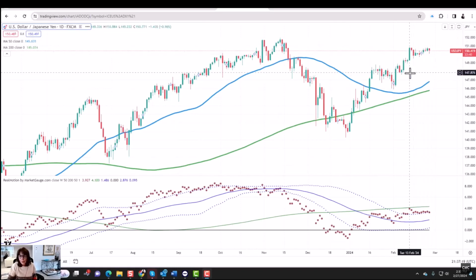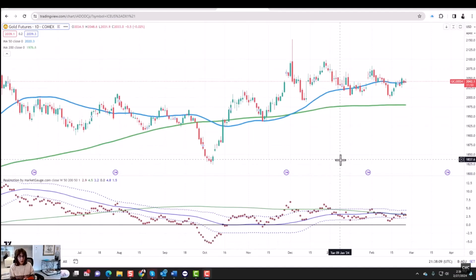And on the flip side, considering we've made some higher lows here over the last several days, if we break down under today's low at 150.07, then we would have to look at this low at 149.50, but ultimately it would be this low at 149.23, that big bar day that we would have to watch. And of course, if that breaks, that will be bullish for the yen and not so much for the dollar.